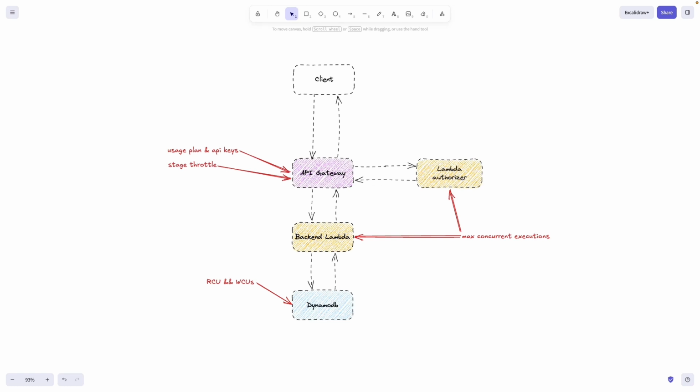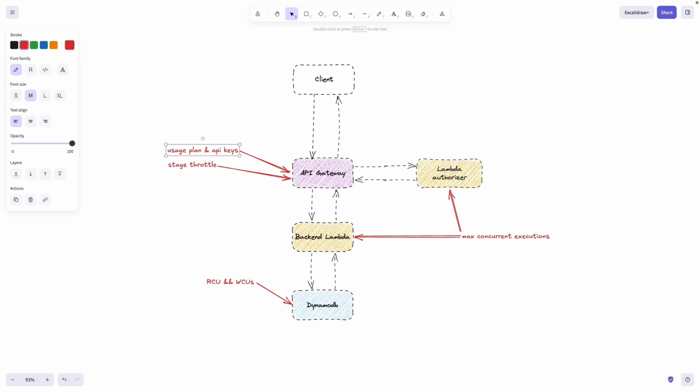Okay, let's look at the first architecture. This is a classic serverless REST API pattern. Client applications hit API Gateway, which runs a Lambda Authorizer to validate the token, then routes to business logic Lambda, which reads and writes from DynamoDB. Let's walk through every layer where rate limiting and throttling can occur.